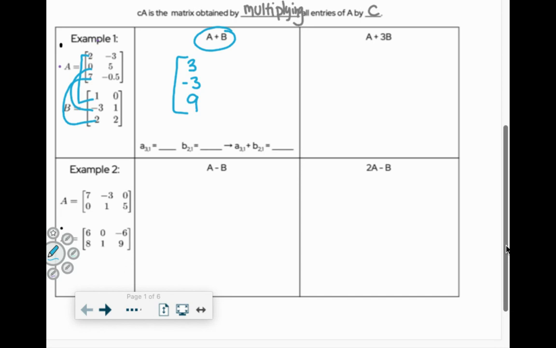So they have to be in the exact same spot. First row, first column. Second row, first column. Third row, first column. Then I'm going to add together on the other side these two, because they're in the same spot. They're both the top right. -3 plus 0 is -3. 5 plus 1 is 6. And -0.5 plus 2 is 1.5. And that's it.